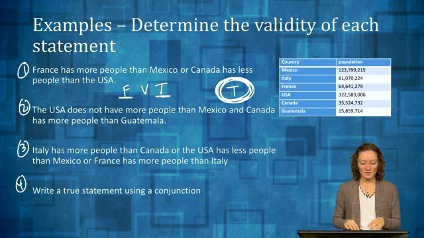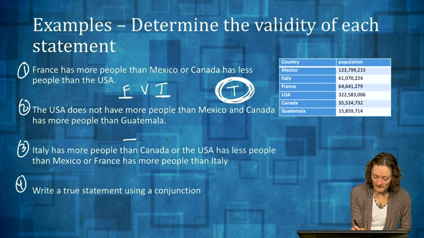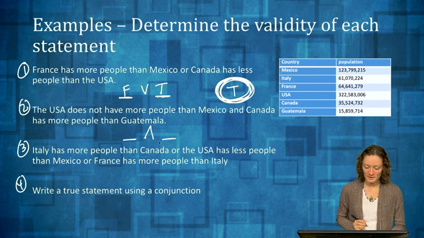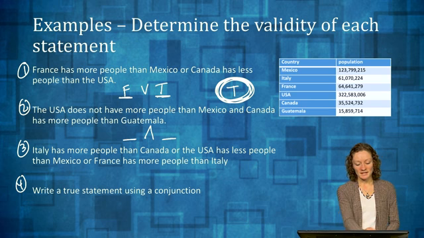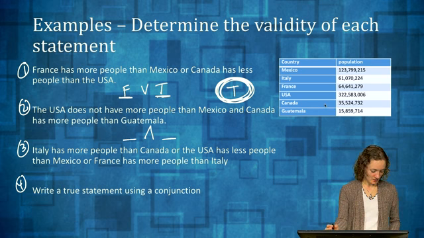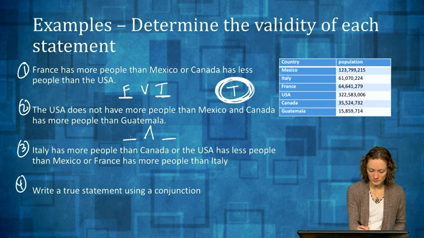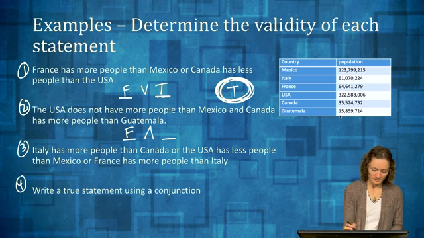All right, second one: the USA does not have more people than Mexico, and Canada has more people than Guatemala. Again, two ideas being pulled together, this time with the word and. So let's decide true or false for each one, and then get the overall statement. The USA does not have more people than Mexico. USA, Mexico. USA does have more people than Mexico, so that's false. And second piece, Canada has more people than Guatemala. Canada, Guatemala, that's true.